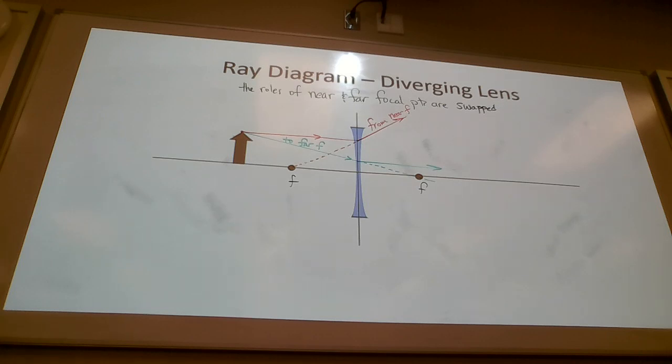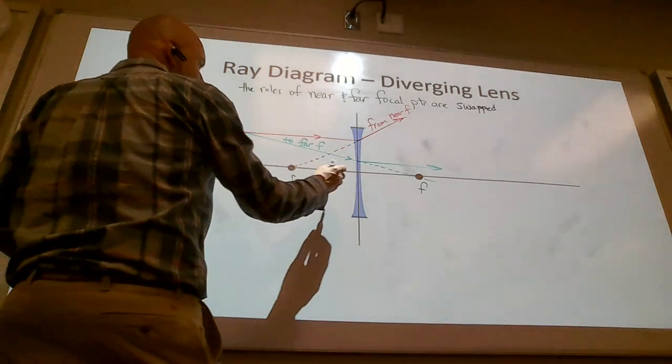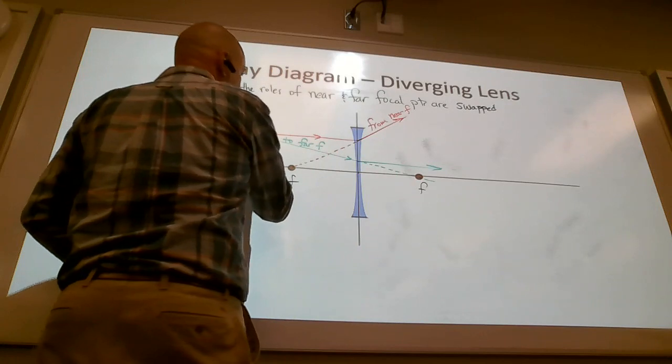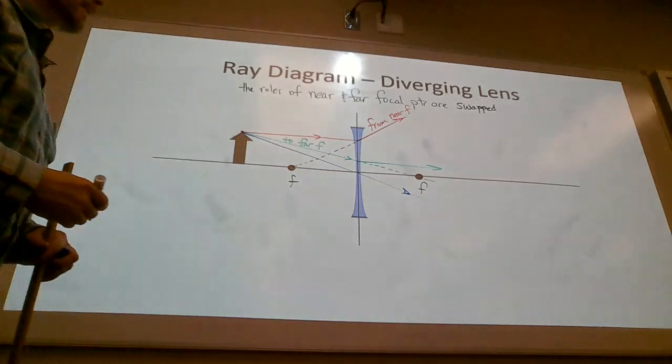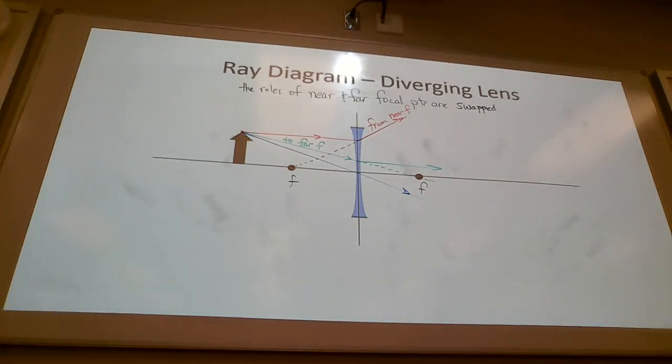Last one, my personal favorite. I'm going to go straight through. Do the rays intersect? Nope. So go ahead and figure out where the image is going to be and how you would describe the image.